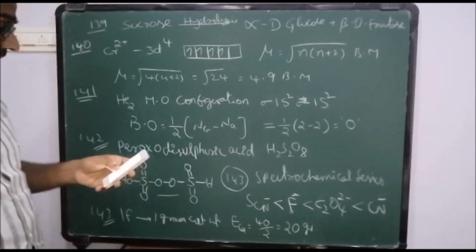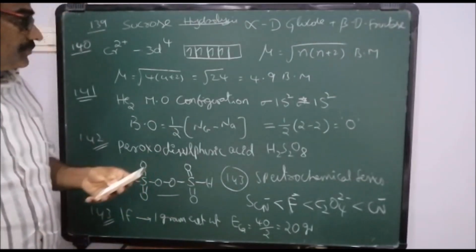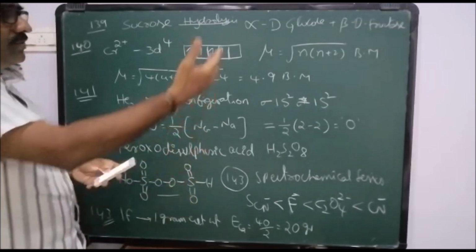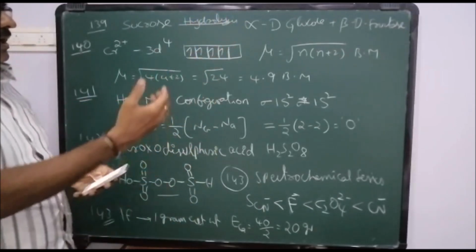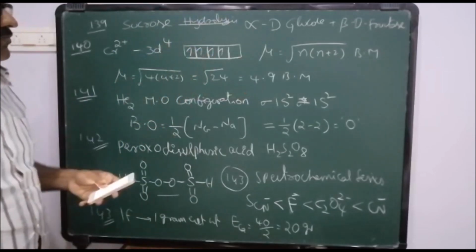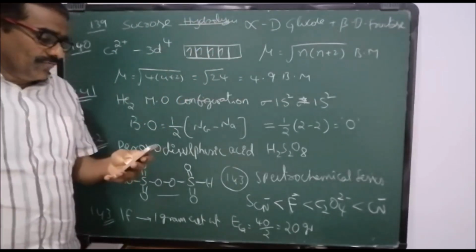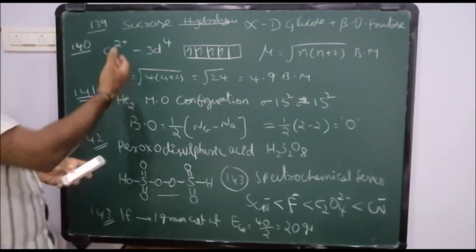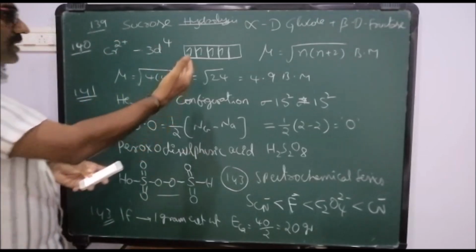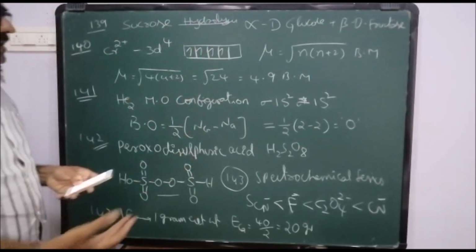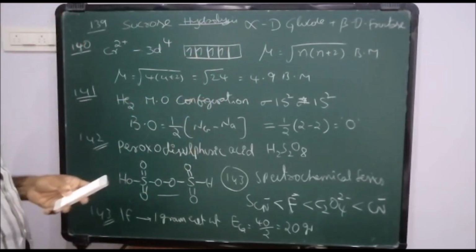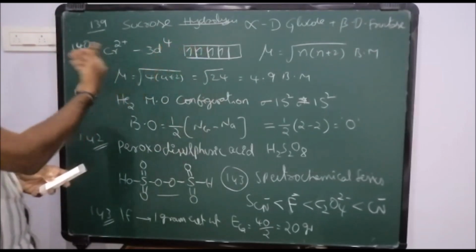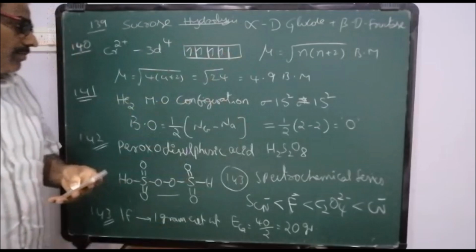Now question number 139. Sucrose on hydrolysis gives 1 mole of alpha-D-glucose and 1 mole of beta-D-fructose. Equimolar alpha-D-glucose and beta-D-fructose are obtained. And question number 140. The calculated spin-only magnetic moment of Cr2+ ion. For Cr2+ ion, the configuration is 3d4, and here we have 4 unpaired d electrons. For magnetic moment, the spin-only formula is root of n(n+2) Bohr magneton. By substituting the number of unpaired electrons in this formula, we get 4.9 Bohr magneton.